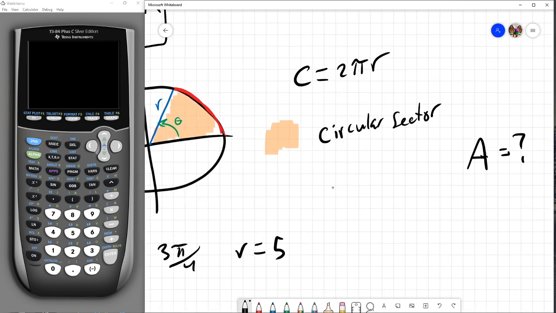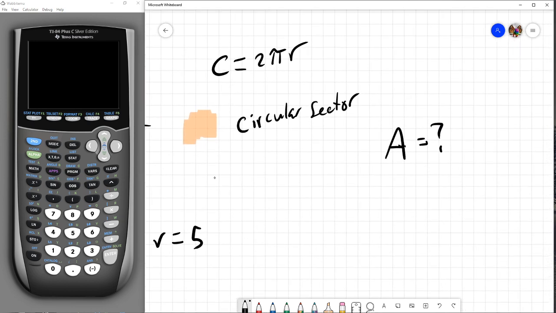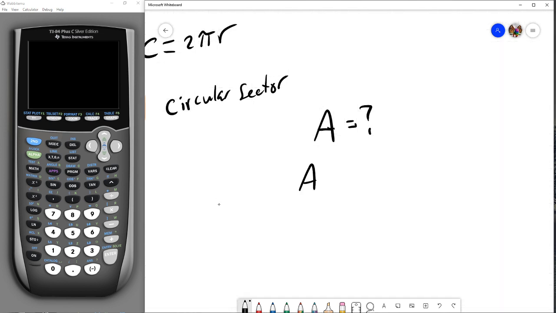So looking at it, we know our area here is a portion of the entire area of the circle, right? It's just some ratio or some percentage of the entire circle. So if we think about this a little bit, we know that the area of a circle is equal to pi r squared.